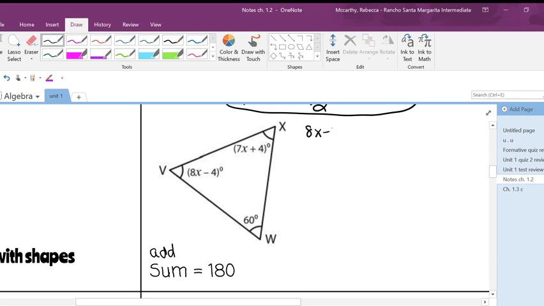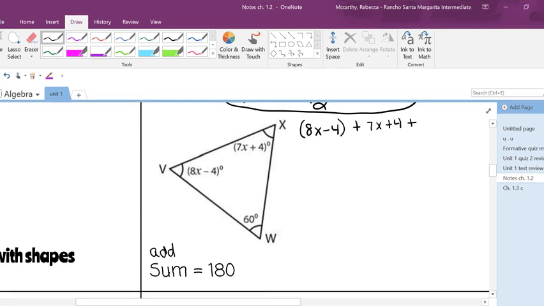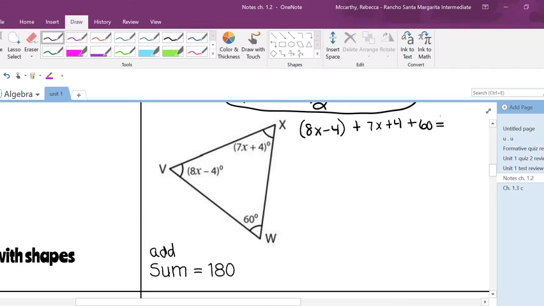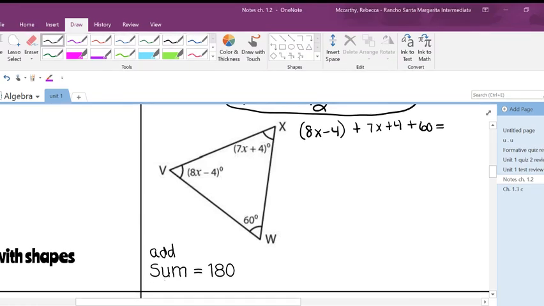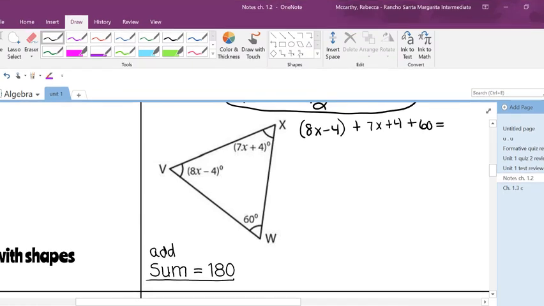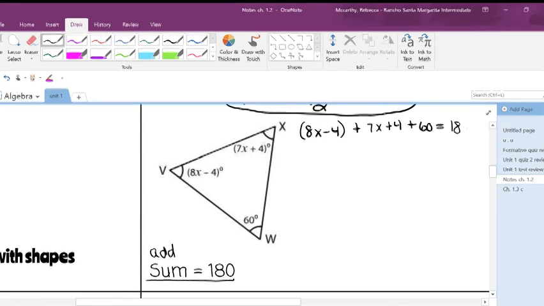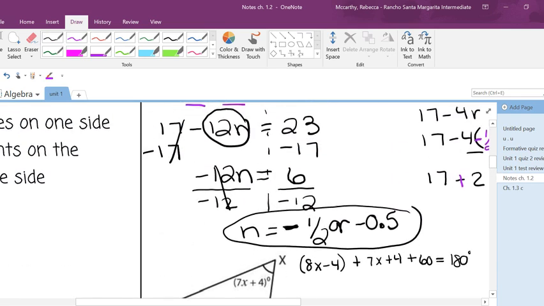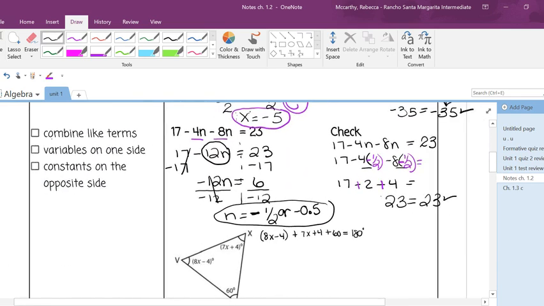So first I'm going to write my equation. So that's the vertex of V plus the vertex of x, which is 7x plus 4, plus the vertex of W, which is 60 degrees. And that equals 180 because I was told that that's what the sum is, 180. Should be degrees.